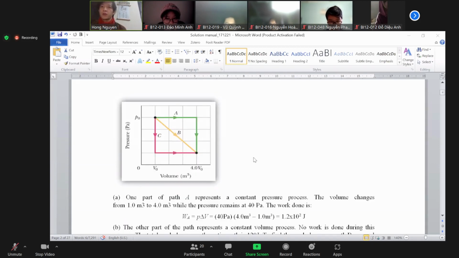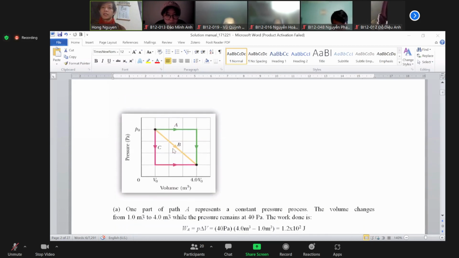Now for the question 4, what we have is the PV diagram, the pressure volume diagram. Please remember that in a pressure volume diagram, each dot here represents a state of the system. To go from the initial state to the final state, we can follow different processes. Path A is one process, B is one process, and C is one process. Now what we need to find is the work done by each process.